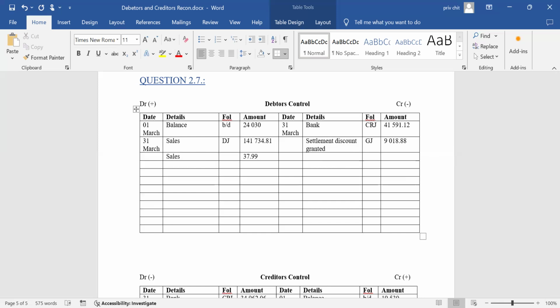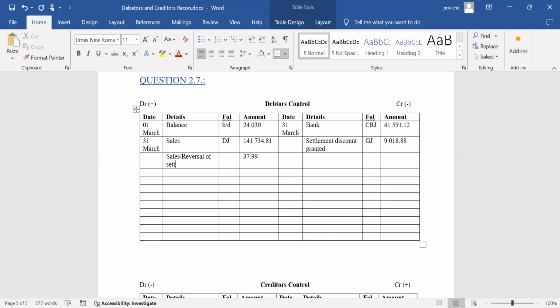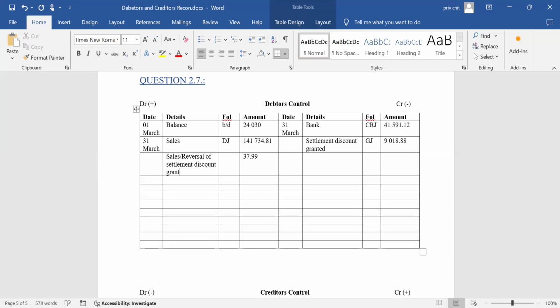Okay. Or you can simply write it as a reversal settlement discount granted, basically. That's what you can write there. And you put the amount as 37 rands 99. Right. Then you tick it off because you're not going to go back to it.